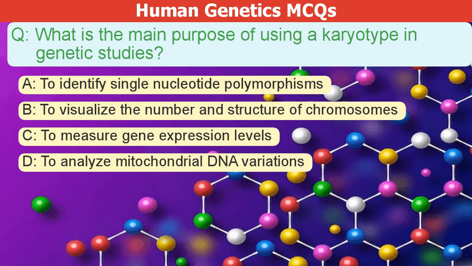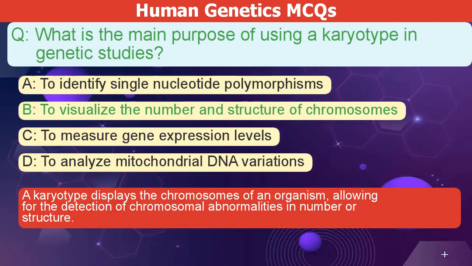What is the main purpose of using a karyotype in genetic studies? A. To identify single nucleotide polymorphisms. B. To visualize the number and structure of chromosomes. C. To measure gene expression levels. D. To analyze mitochondrial DNA variations. The correct answer is B. A karyotype displays the chromosomes of an organism, allowing for the detection of chromosomal abnormalities in number or structure.